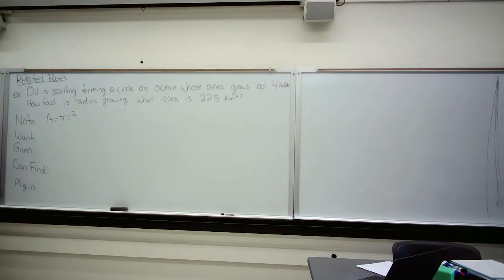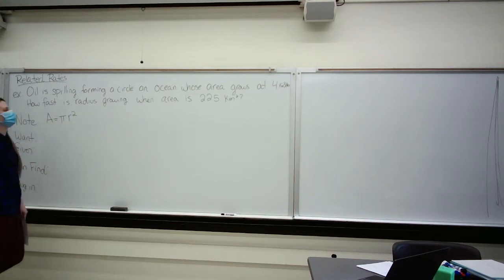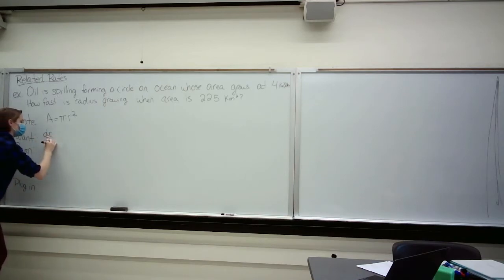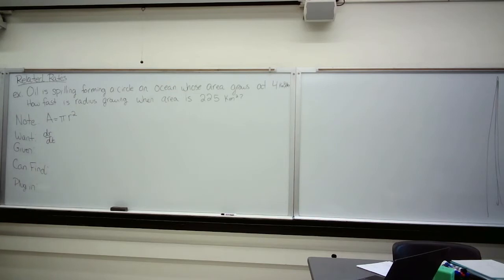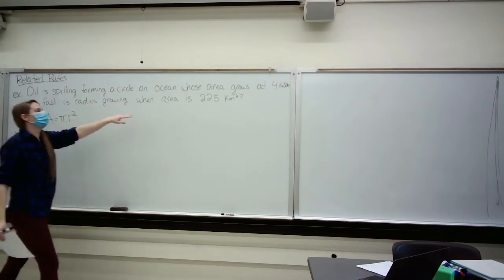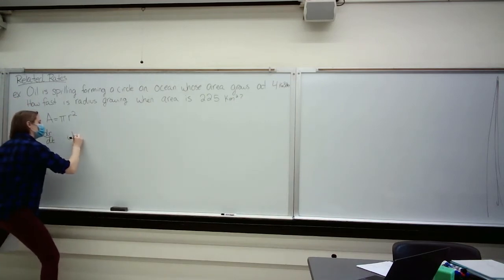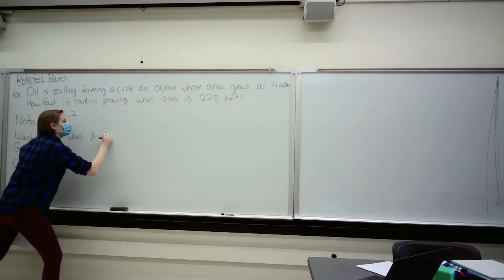Okay, so area equals pi r squared. Cool. What do we want? Well, we're asked how fast is the radius growing when the area is 225 kilometers squared. So how do we write that in terms of what we want? dr dt. dr dt, good. So that's what we want. We want it specifically when the area is 225 kilometers squared.